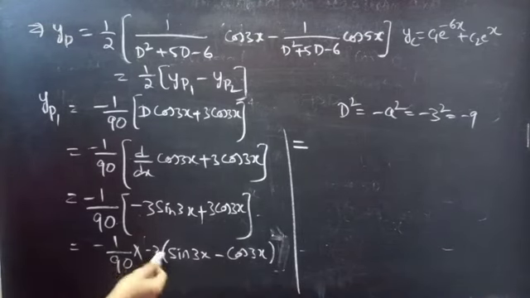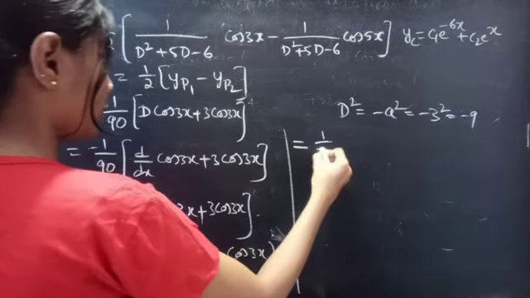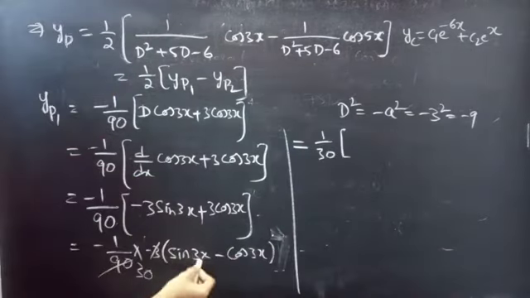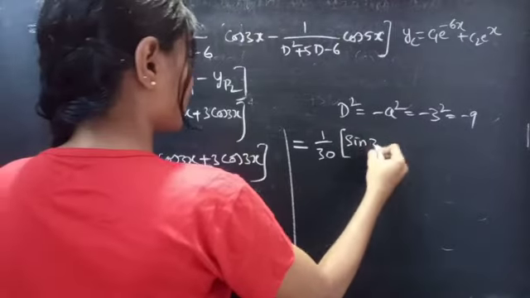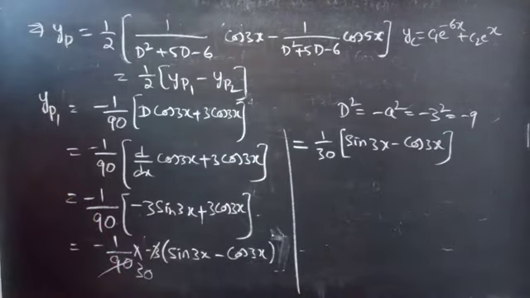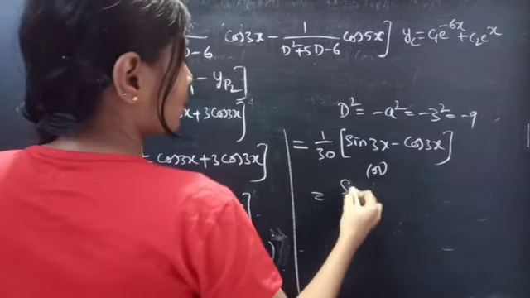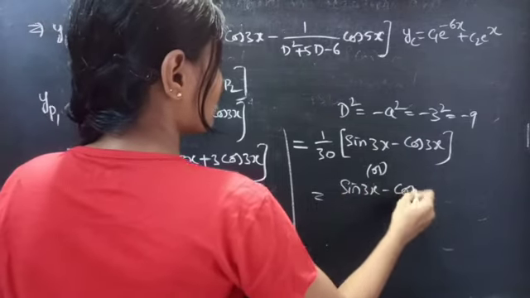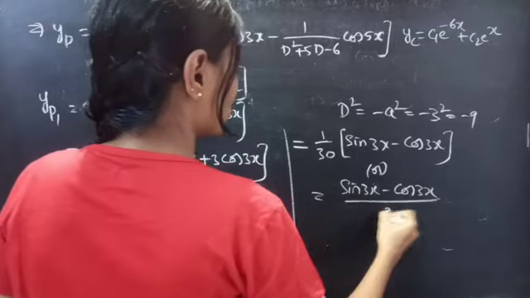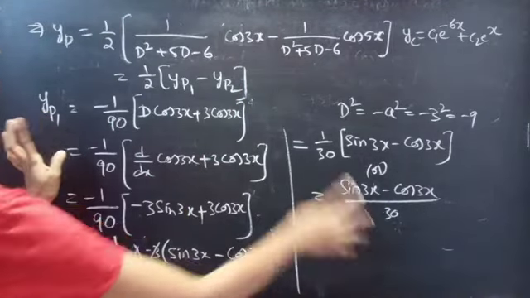Minus 1 into minus 3, or 3 1s are 3, 3 30s are 90, right? Minus into minus is plus 1 by 30. You'll get 1 by 30 into sin 3x minus cos 3x, or sin 3x minus cos 3x by 30. Okay, so we got the value of yp1.